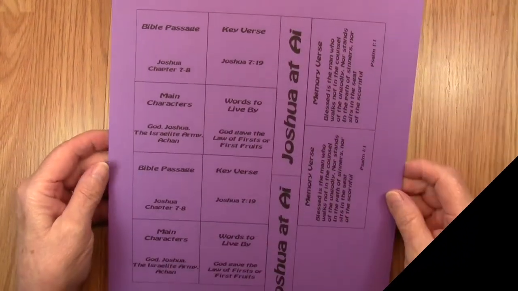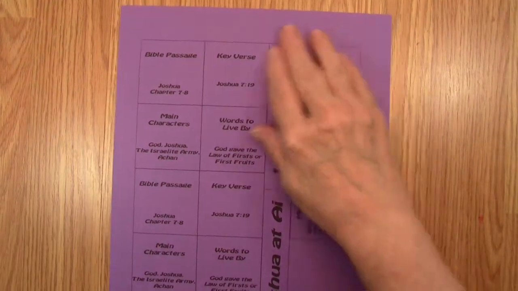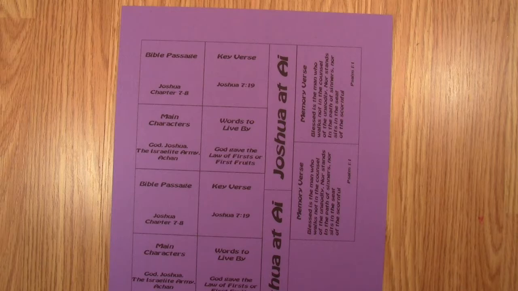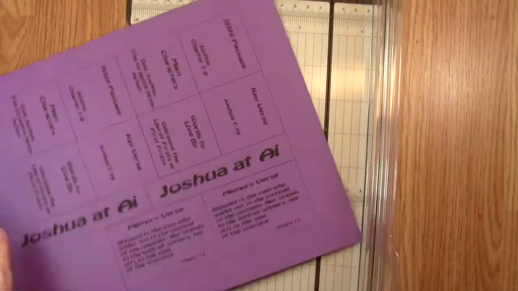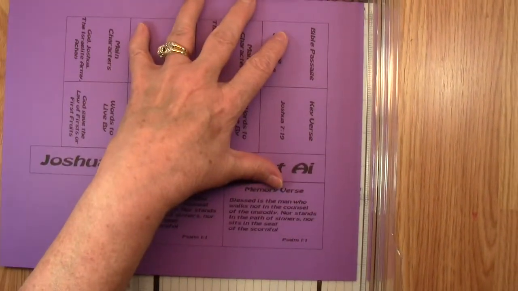Now for our labels, I have printed them on some colored cardstock, and there are 2 sets of labels on this sheet of paper. So what we like to do first is to cut our outside edges.